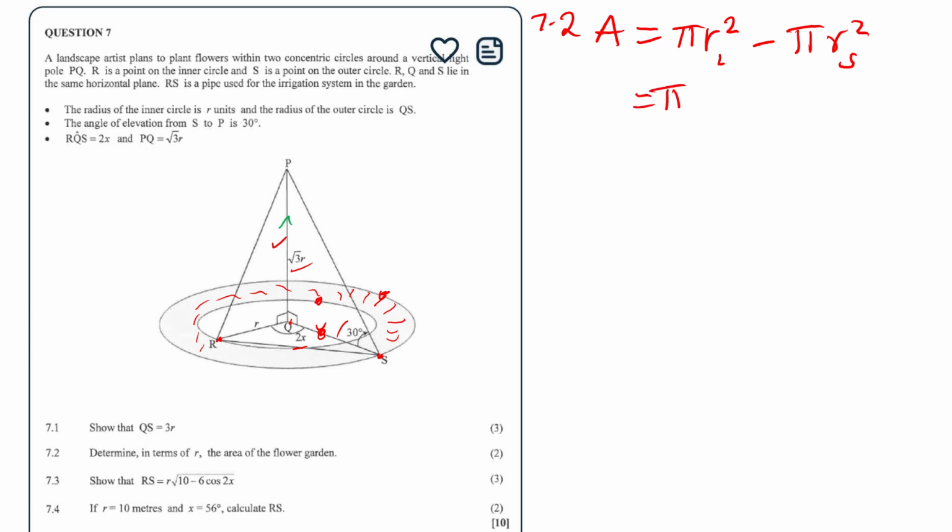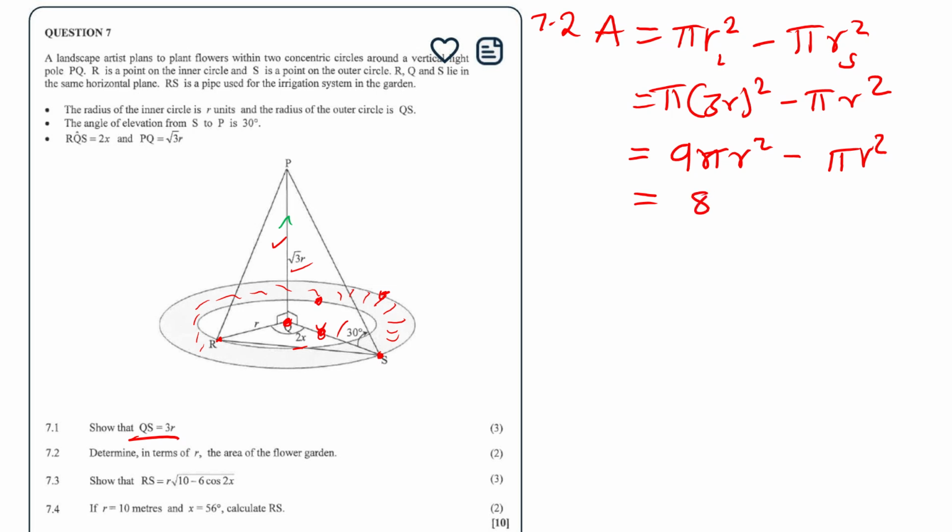Therefore pi, we found our QS, which is the radius of the large circle, as 3r. Therefore pi times 3r squared minus pi, and for the smaller circle, it is just r. Therefore r squared. Therefore our answer will be 9 pi r squared minus pi r squared, which is equal to, they say in terms of r, right? Oh yes. Therefore 9 pi r squared minus pi r squared is equal to 8 pi r squared. Very good.